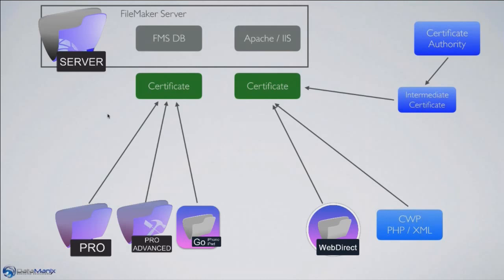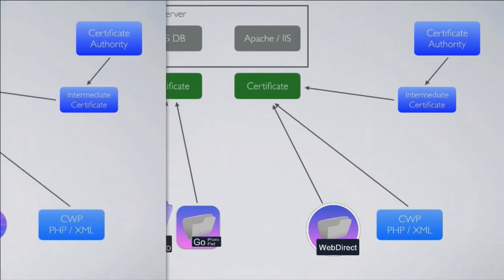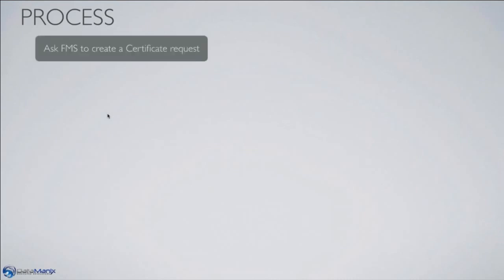Now, we need to show how the process works. We need to install the certificates on FileMaker Server, which has some steps to it. Just before I show the actual process with the admin console, I'm going to step through the process. First of all, we need to ask the FileMaker Server to create something called a certificate request.